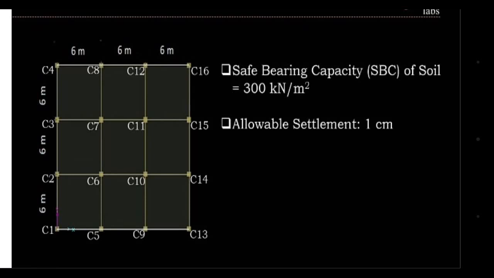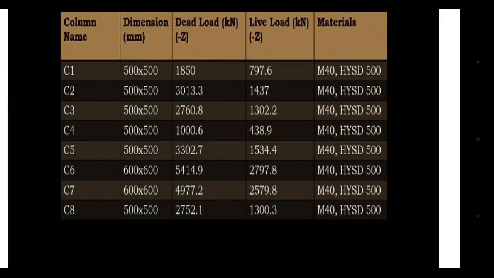This is our problem statement, in which there are 16 columns, and the distance between each column is 6 meters. The safe bearing capacity of soil is 300 kilonewton per meter square, and the allowable settlement should be 1 centimeter. This is the data which we collected from the ETAP software: the dead load and live load for different columns, and the material type and dimensions.